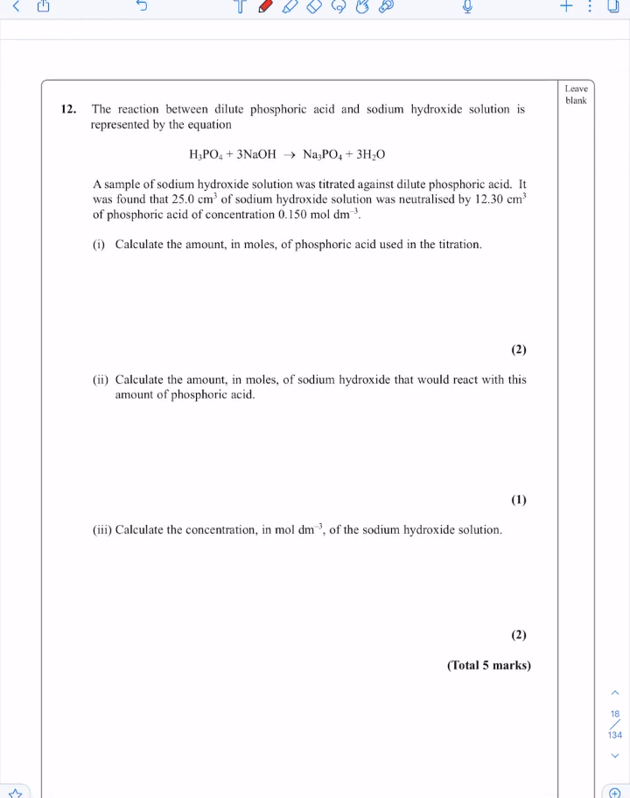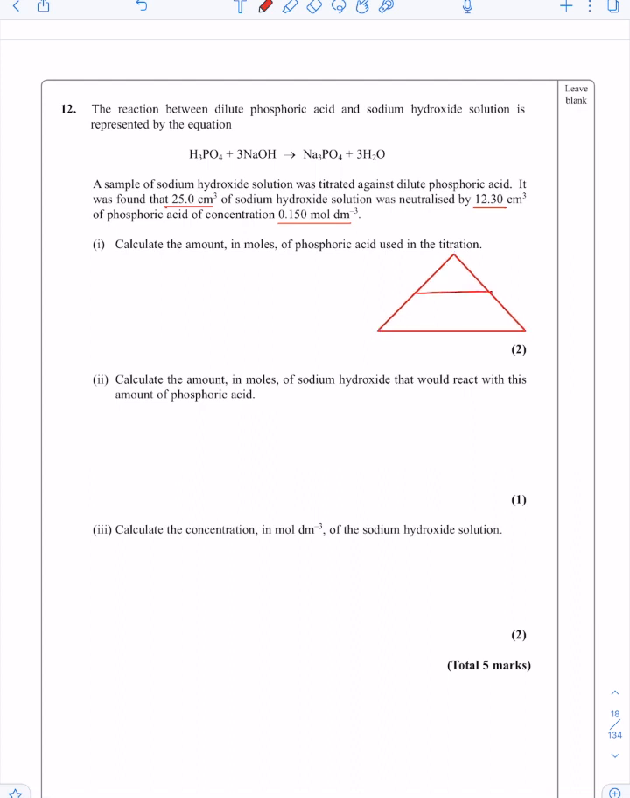The reaction between dilute phosphoric acid and sodium hydroxide solution is represented by the equation: H3PO4 plus 3 moles of sodium hydroxide gives 1 mole of sodium phosphate plus 3 moles of water. A sample of sodium hydroxide solution was titrated against dilute phosphoric acid. It was found that 25.0 cubic centimeters of sodium hydroxide solution was neutralized by 12.30 cubic centimeters of phosphoric acid of concentration 0.150 mole per cubic decimeter. Calculate the amount of moles of phosphoric acid used in this titration.